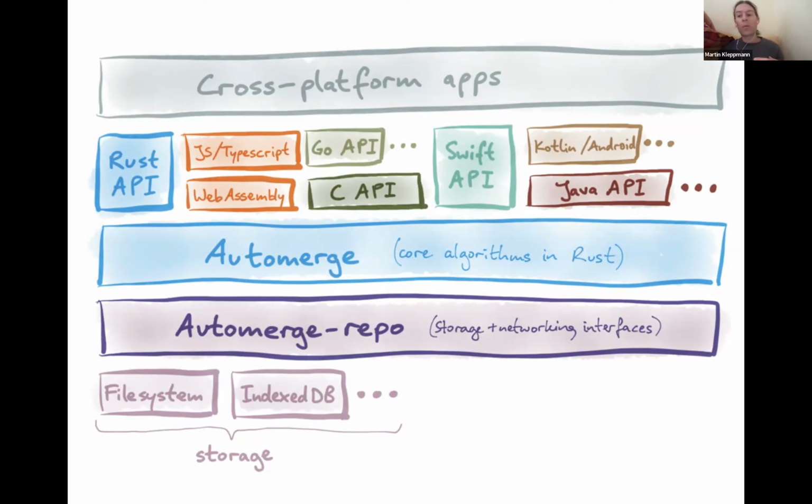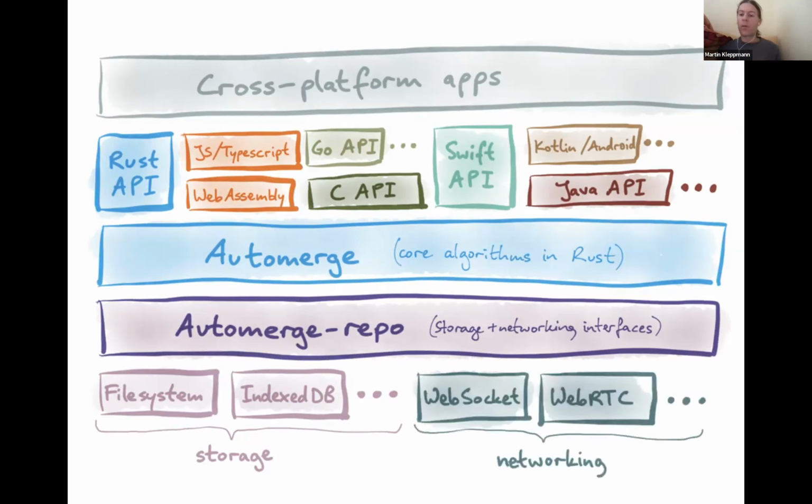Whereas if you're in a web browser, you don't typically have access to the file system. So instead, you might write to a browser-provided storage API, such as IndexedDB. And all of these can just be plugged in. So the core Automerge doesn't care what you're using for storage. You can plug in any of these storage layers.